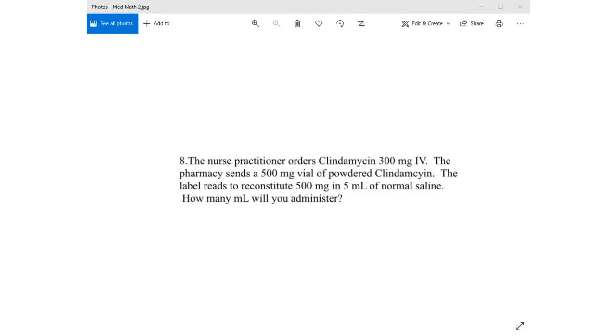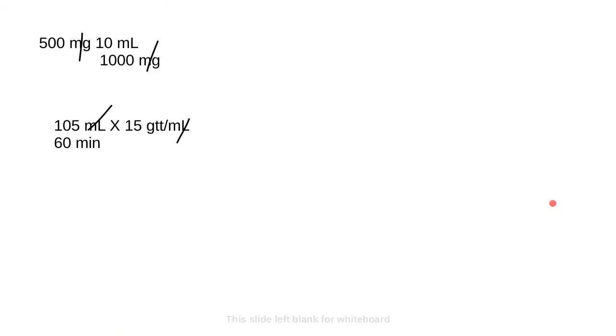Let's do this one together. My order is 300 milligrams. What I have is 5 ml for 500 milligrams. If you were to cross multiply, you would end up with 3 milliliters.